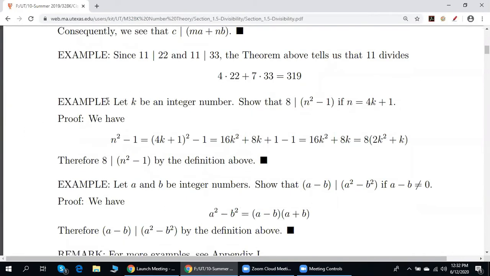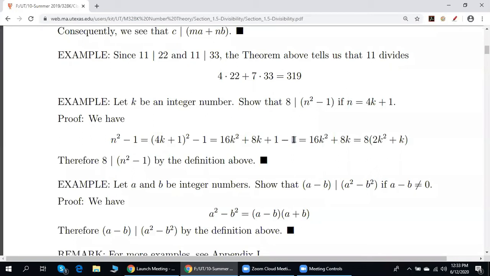Next, here's an example. Show that 8 divides n squared minus 1 if n is 4k plus 1, where k is an integer. How do we do that? We start with n squared minus 1. Step 1, replace n by 4k plus 1. Done. By algebra, (a plus b) squared is a squared plus 2ab plus b squared.